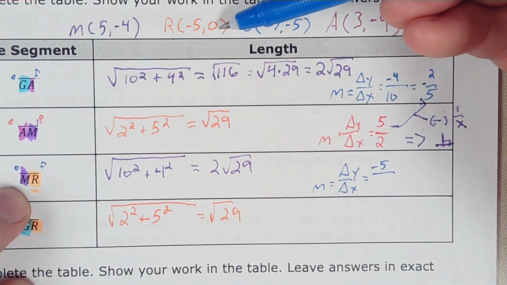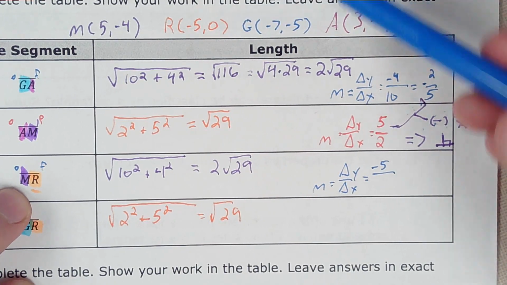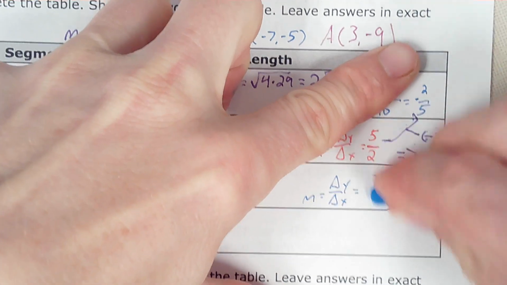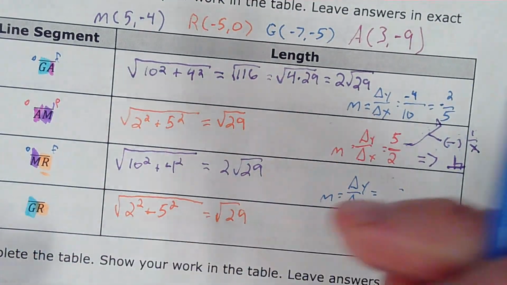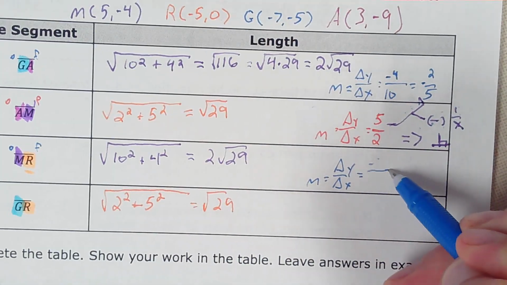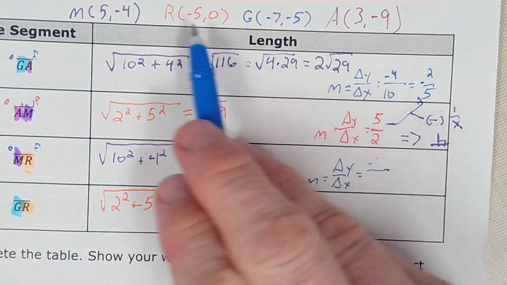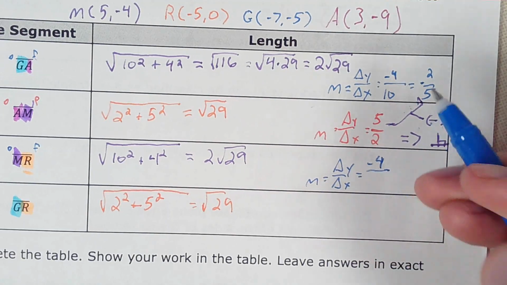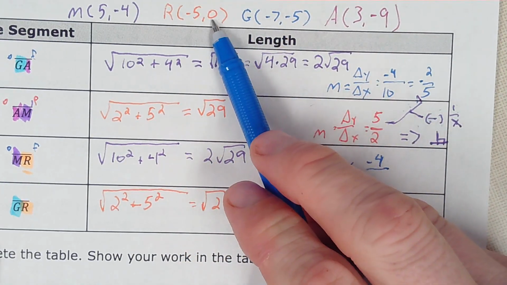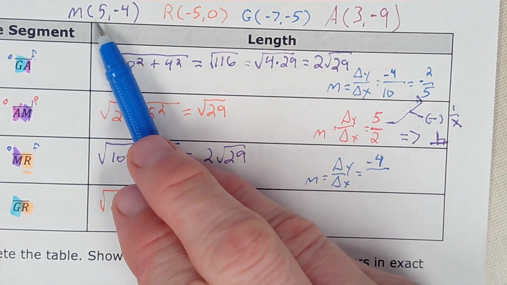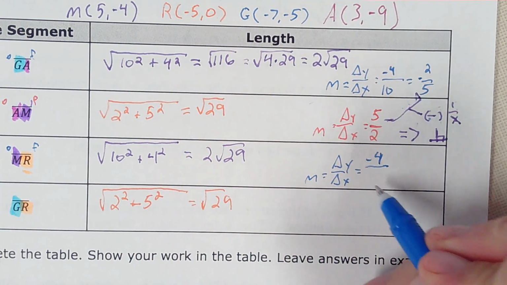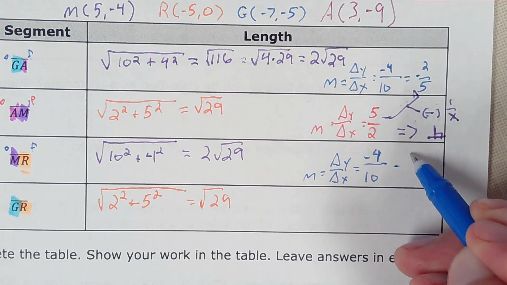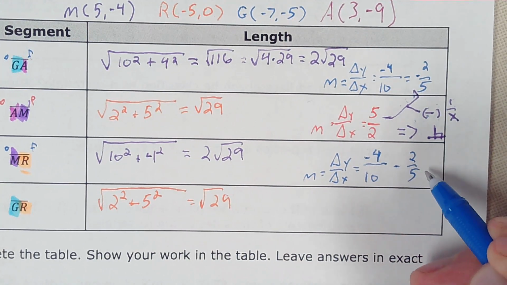Okay, so wait a minute. Oh, I did that wrong. I looked at the wrong stuff. I made a mistake. Change in y is 0 minus 4, so it's negative 4. Okay, all right, and then my change in x is negative 5 minus 5, which is 10. So again, it's 4 tenths, so it's negative 2/5.